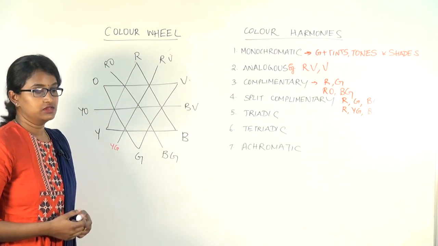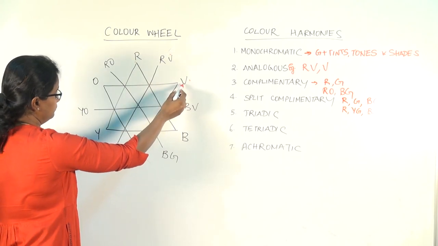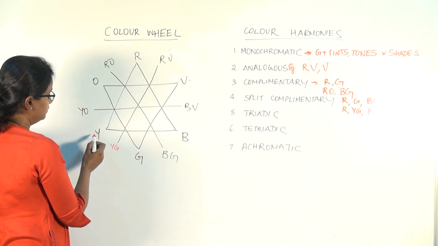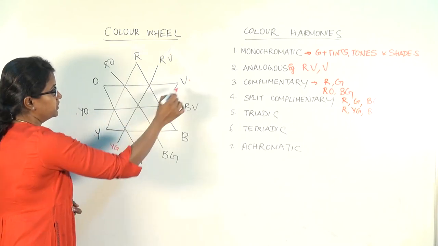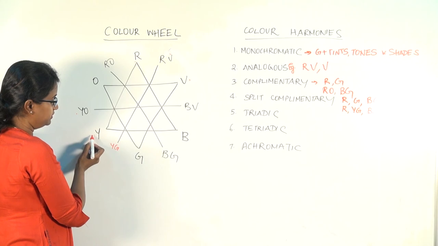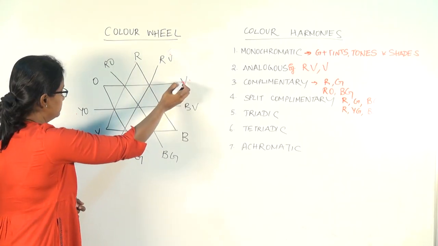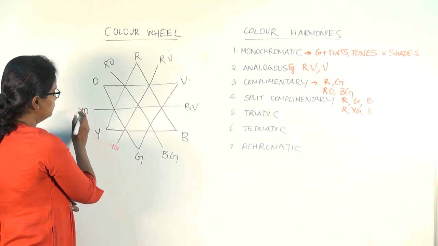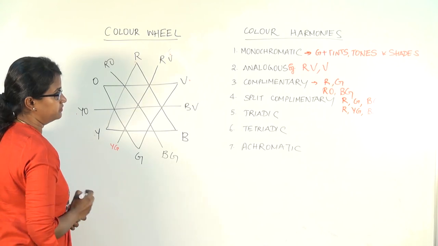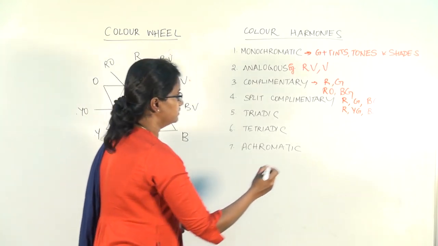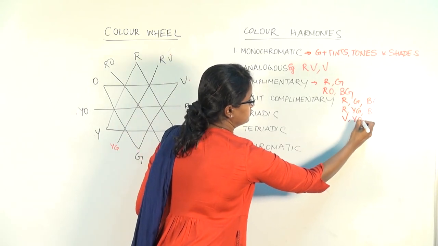I'll cite another example. Suppose we take violet, its complement yellow and yellow orange, or violet, its complement yellow and yellow green, or violet and the sides of its complement. So violet, yellow orange and yellow green.